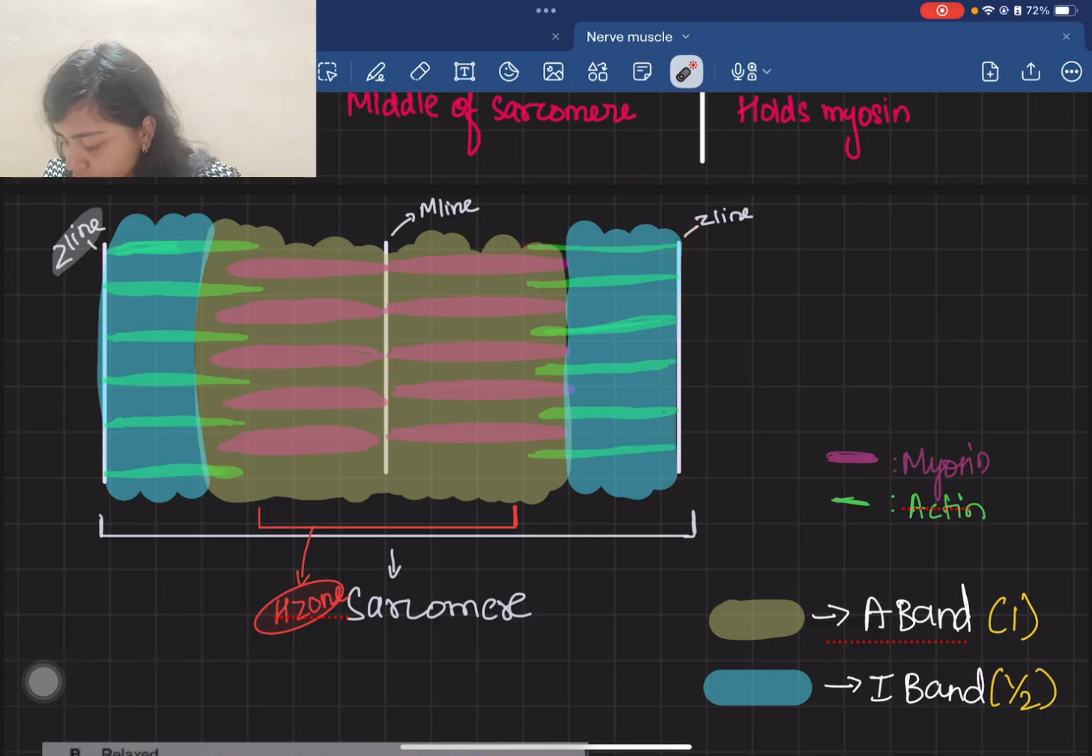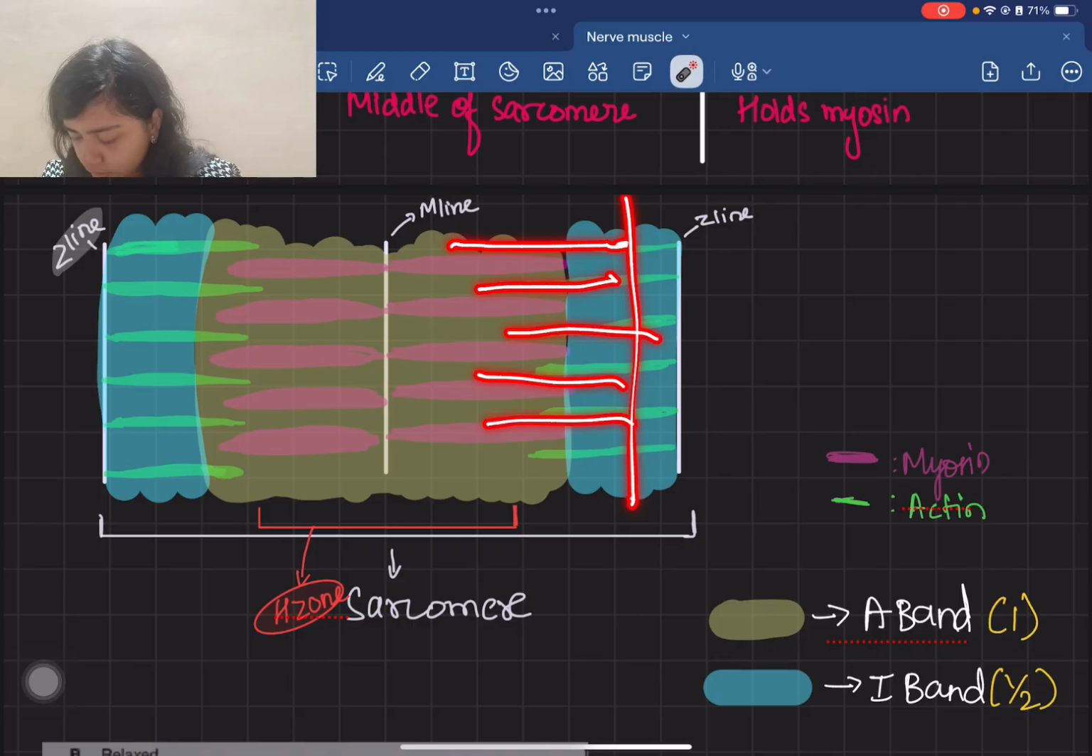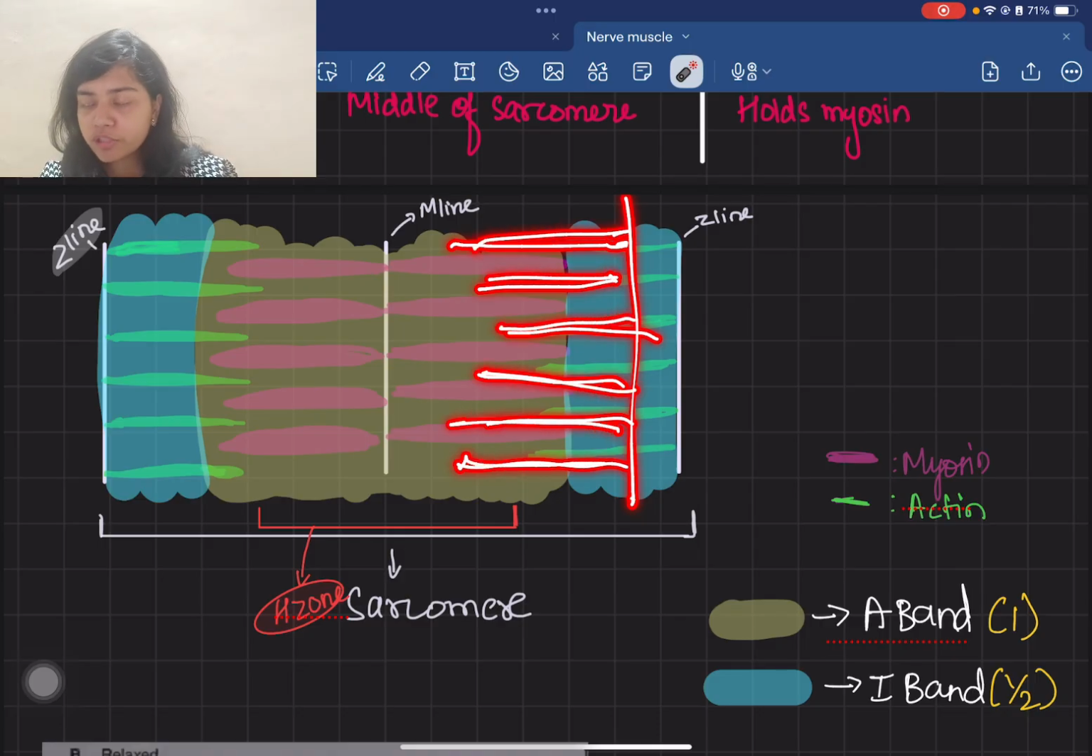Suppose a contraction is going to occur. This was the position of the Z line in the relaxed state. In the contracted state, it will come closer, because the actin is going to pull it. So this is the new position during the contraction state. This is the Z line, and these lines which I have drawn are your actin.